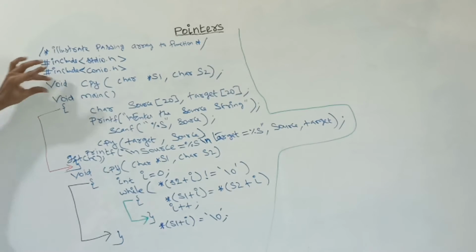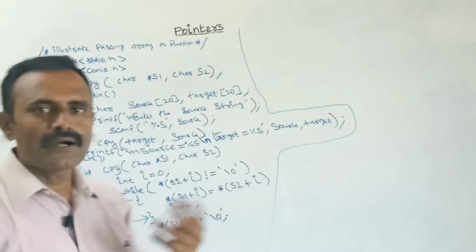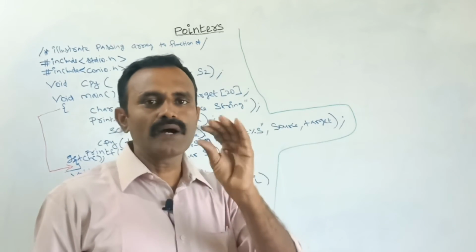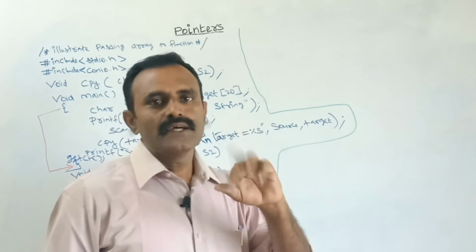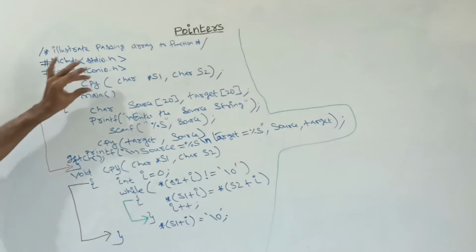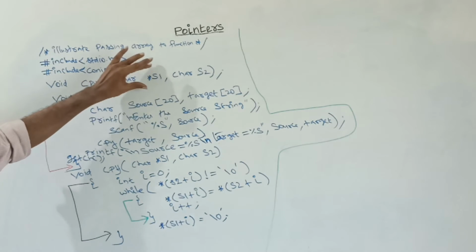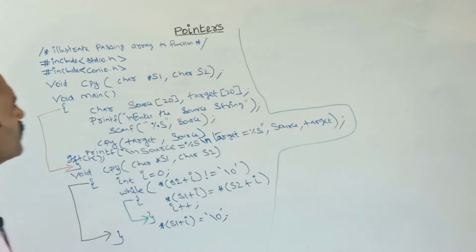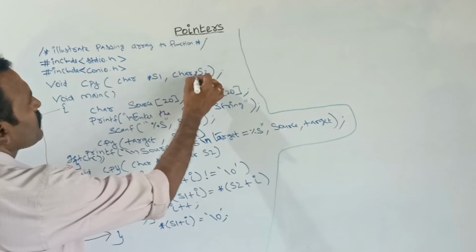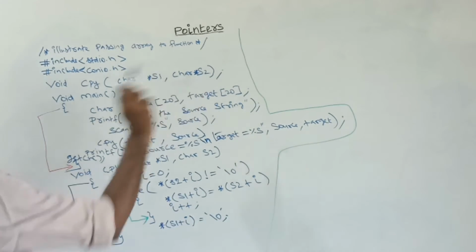Here my function name is CPY. Just like string copy, by using this CPY function I am going to copy the two strings. In this CPY function I have two character pointers, pointer variables S1 and S2. For a pointer variable we should use a star before the variable name: star S1, this one character star S2.